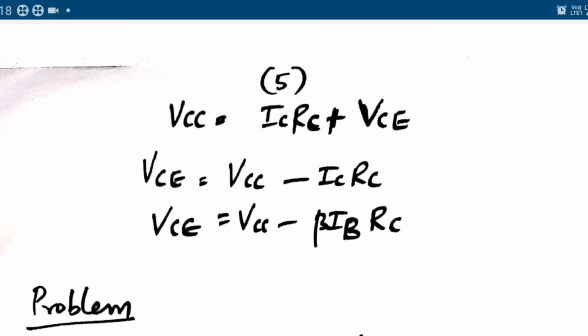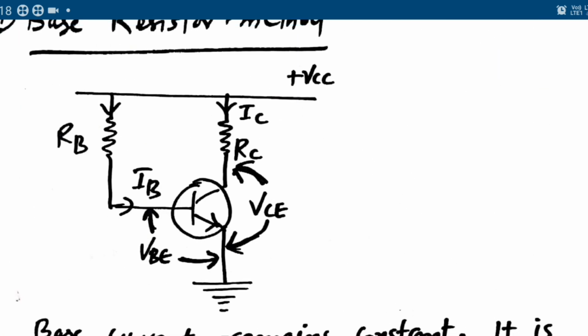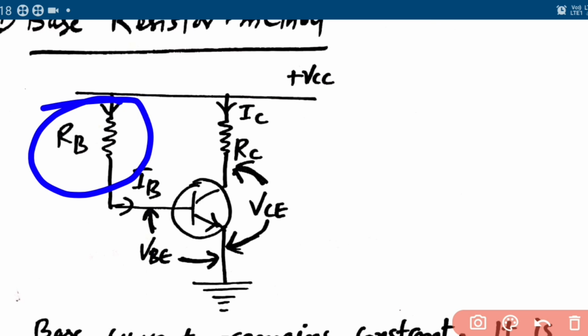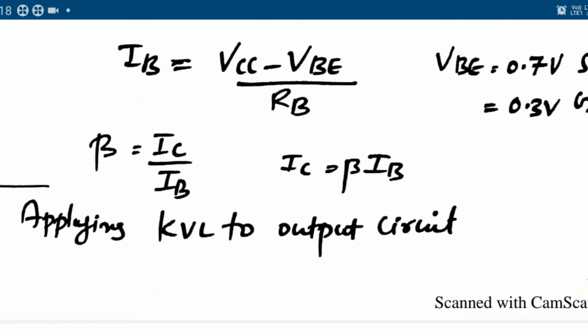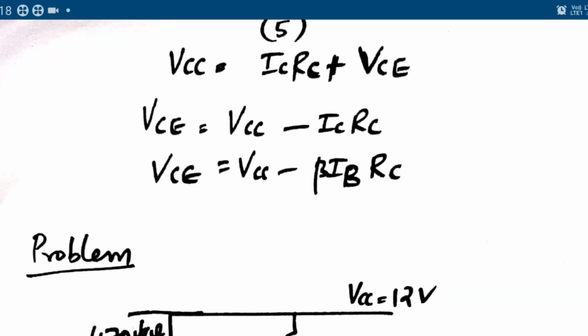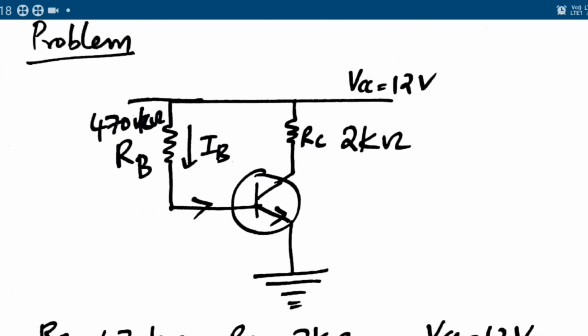So these resistors, essentially the base resistor here, maintain a constant current through the base, and proper biasing is introduced. And these are the various equations. Using this, try to attempt this problem.